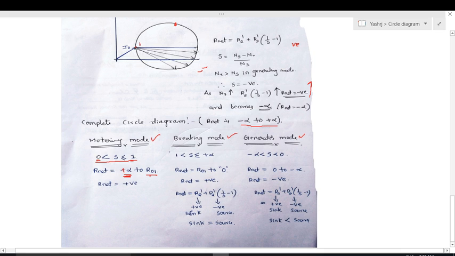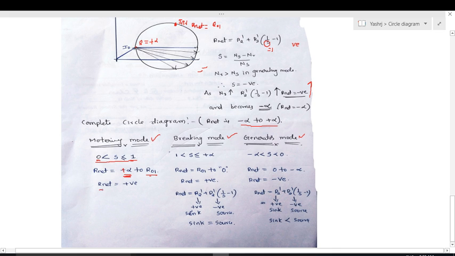Look at this one. This is nothing but R equal to plus infinity, which is the IBR, nothing but the blocked rotor condition. The net resistance is R01, because under blocked rotor condition slip is equal to 1, so 1 by s minus 1 is 0. This value is 0, so the net resistance is R2 dash, nothing but R01.